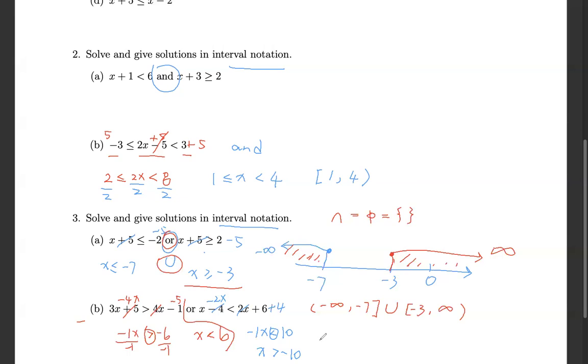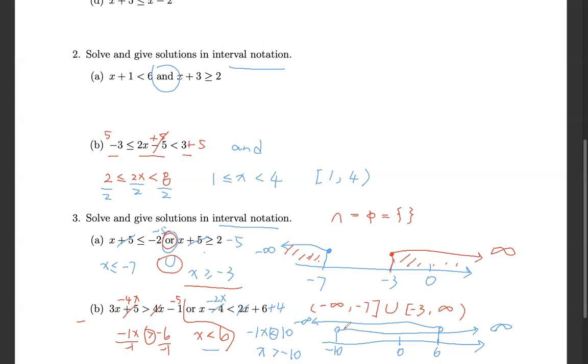So we have these two solutions. Now we're looking at or. Let's draw the graph again. We have 0. Let's see, this is 6. This is -10. X less than 6, not including 6. Open circle. Less than, go to the left-hand side, -infinity. This one, x greater than -10, not including -10, open circle. Greater than, go to the right, positive infinity.